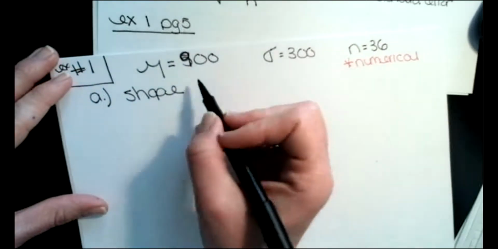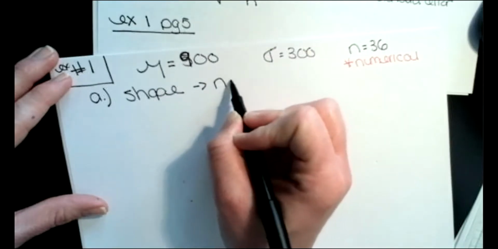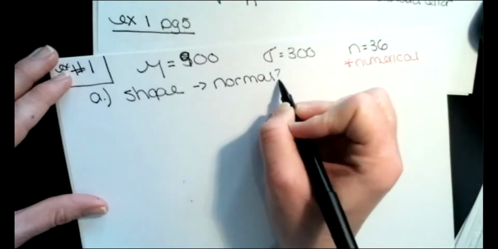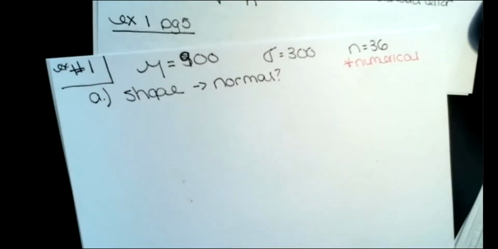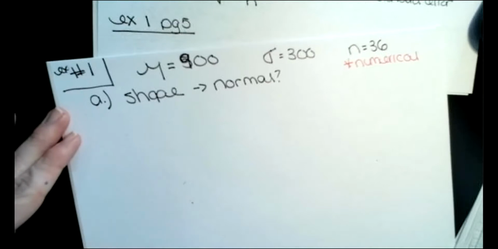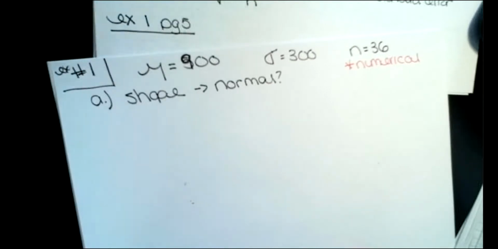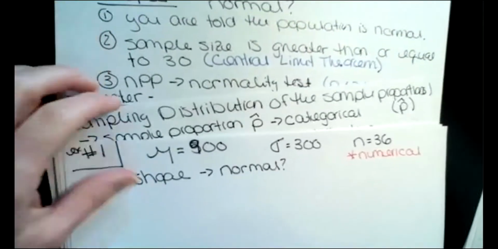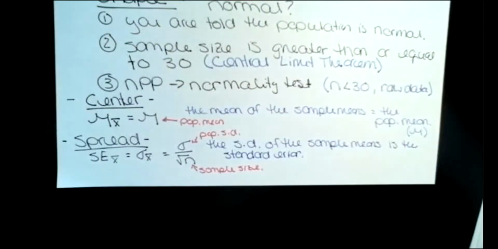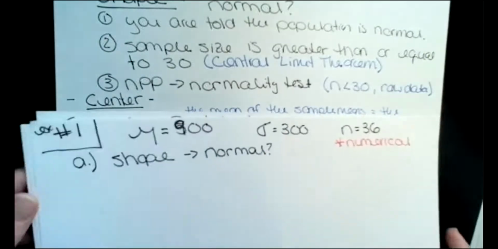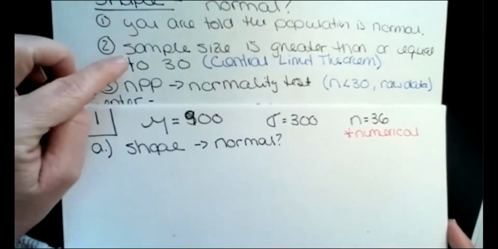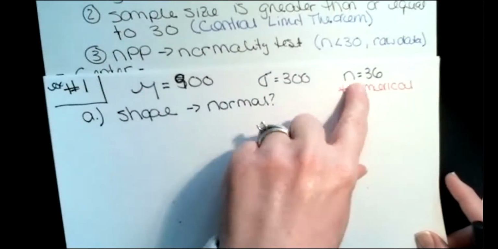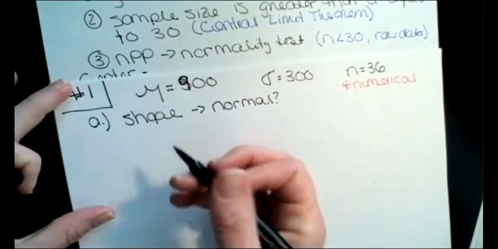So in that case, I have three different ways to say that this is normal. And I don't want to say it's normal unless it truly is normal. So I'm asking myself, is this normally distributed? If we go back to our notes and look at the three different ways, we could be told the population is normal, and we definitely were not, because we were given like one sentence. We had very little information. The sample size is greater than or equal to 30, which it is. N is 36, so I can go ahead and use that way.